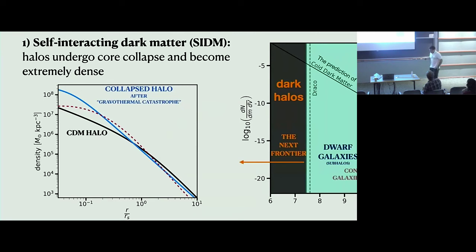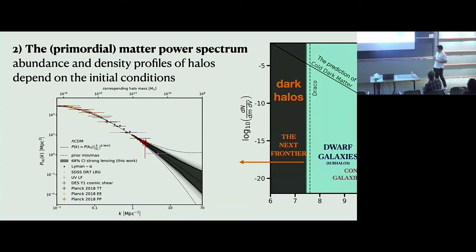And the first class of theory that I'm going to talk about is self-interacting dark matter. And as you can guess, here the process of core collapse is the phenomenon that allows us to test these theories with lensing. And then, with the interest of being very forward-looking, what is the most ambitious type of question we can ask with lensing?